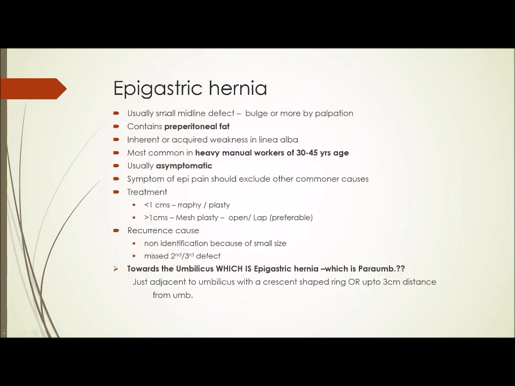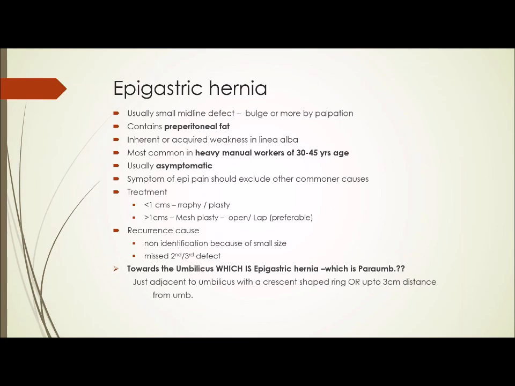Now, epigastric hernia. What's an epigastric hernia? Usually any midline defect, bulge or more by palpation, anything in between the umbilicus and the xiphisternum. And the usual content is the preperitoneal fat. Most commonly, these have a small bulge or they don't have any bulge, right?